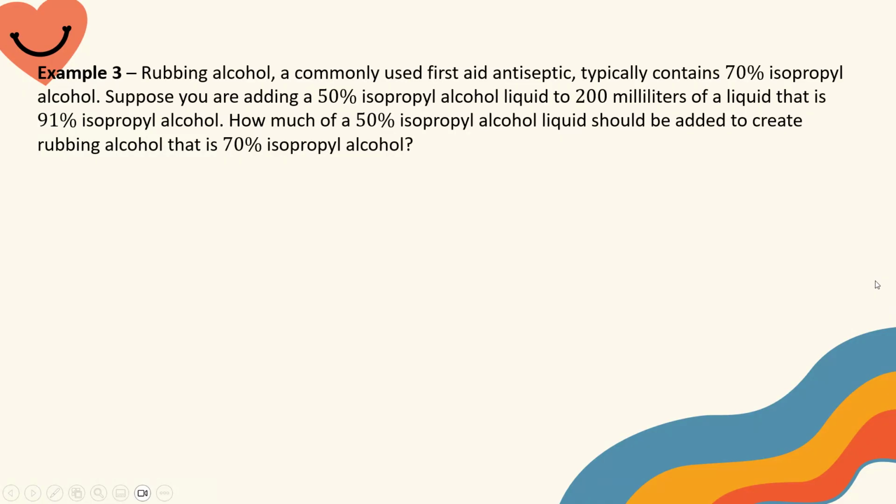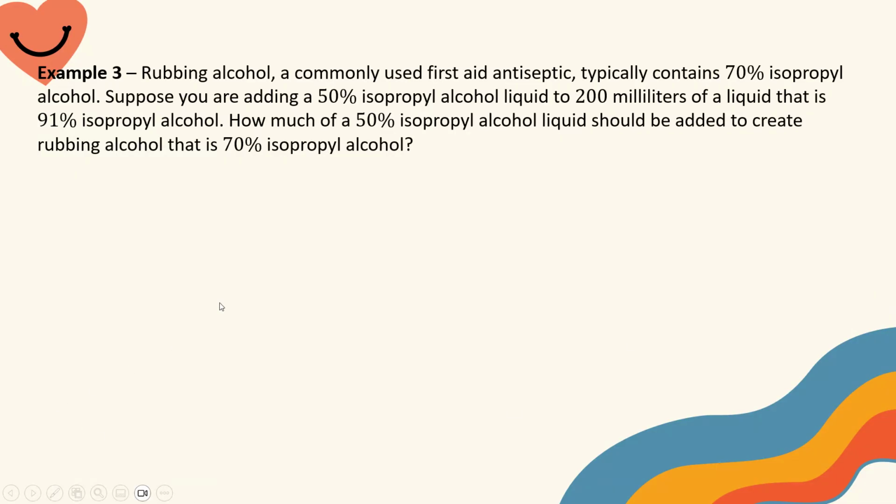And number 3, we have a mixture problem. Rubbing alcohol, a commonly used first aid antiseptic, typically contains 70% isopropyl alcohol. Suppose you're adding a 50% isopropyl alcohol liquid to 200 milliliters of a liquid that is 91% isopropyl alcohol. How much of the 50% isopropyl alcohol liquid should be added to create rubbing alcohol that is 70%?